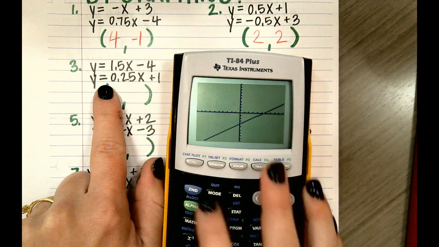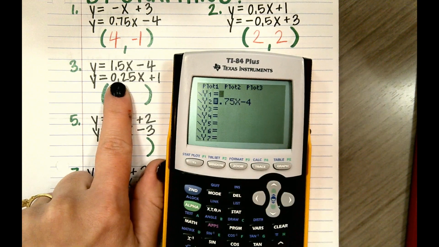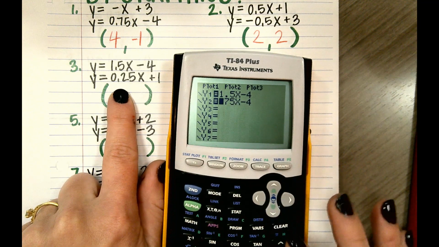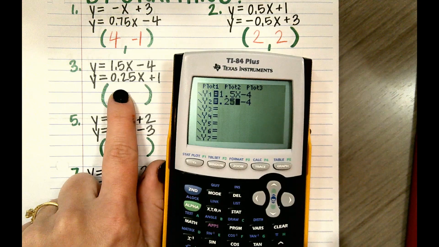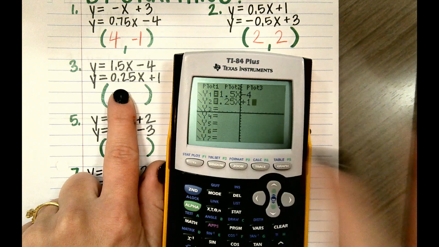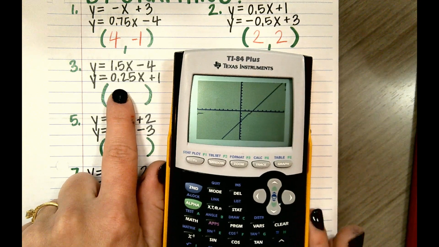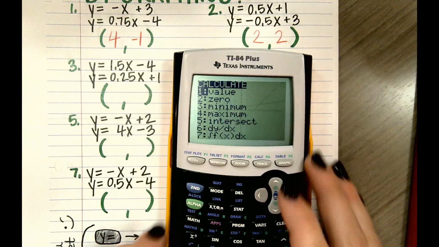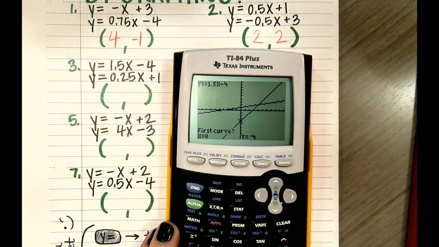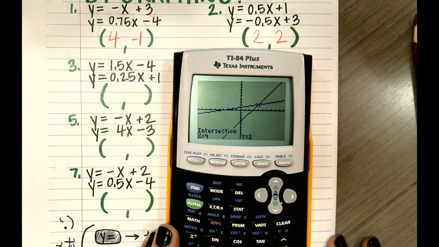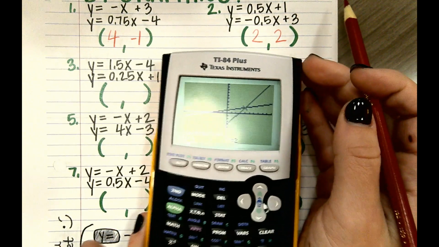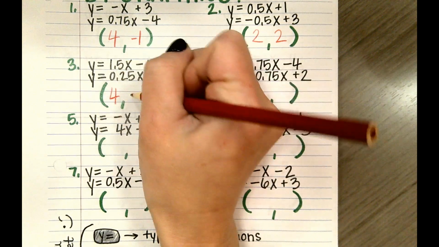Okay, so I'll look at number 3, y equals, I have 1.5x minus 4. And then I have 0.25x plus 1. Graph. Here are my lines. Second trace, 5, intersect. Enter, enter, enter. And we should get, for number 3, 4 is our x, 2 is our y.